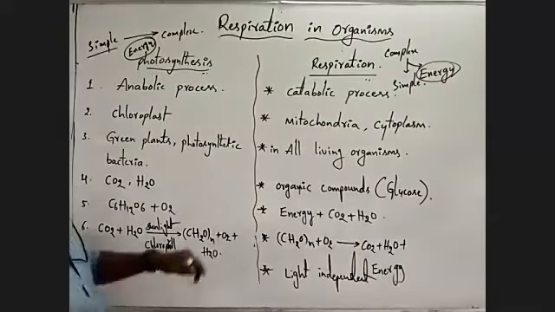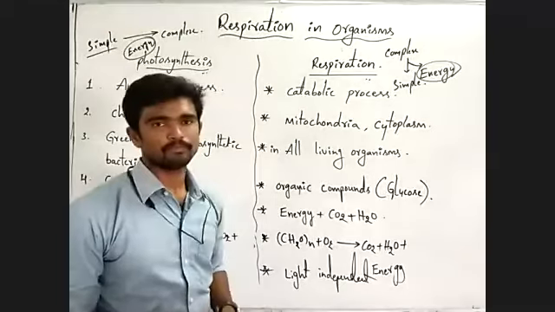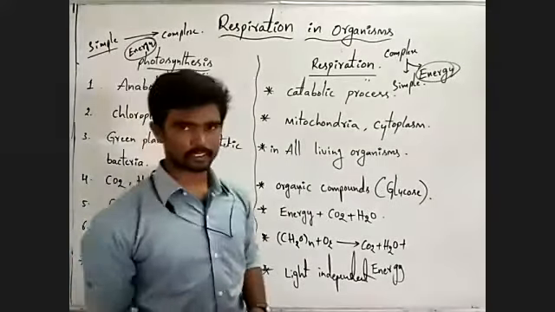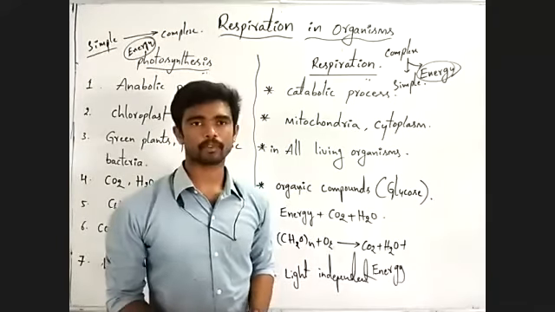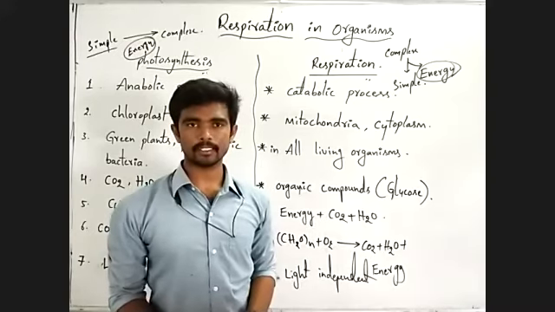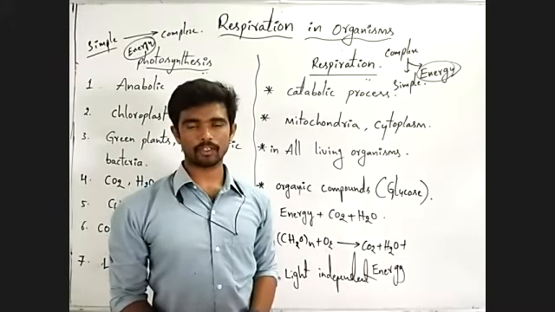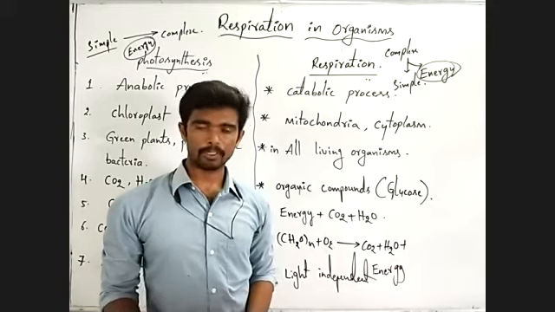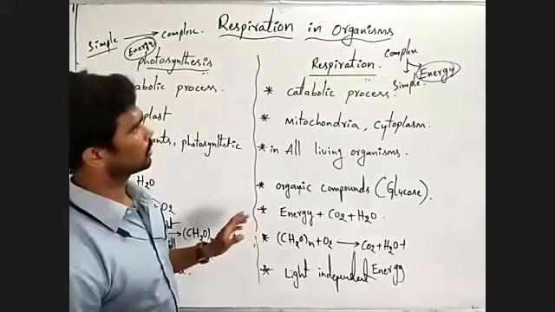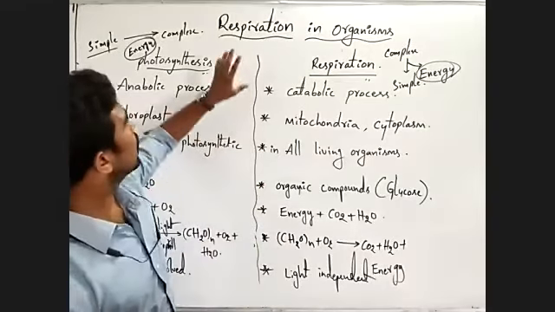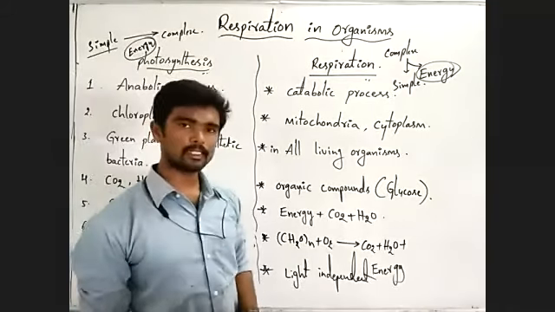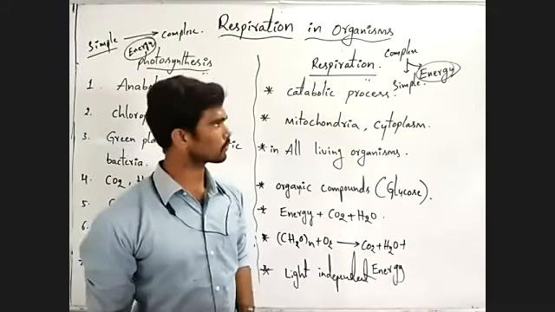This is important. Next, there are some factors for respiration and photosynthesis: humidity, light intensity, concentration of carbon dioxide, concentration of chlorophyll, and pH range. These are some important factors for the respiration and photosynthesis processes.